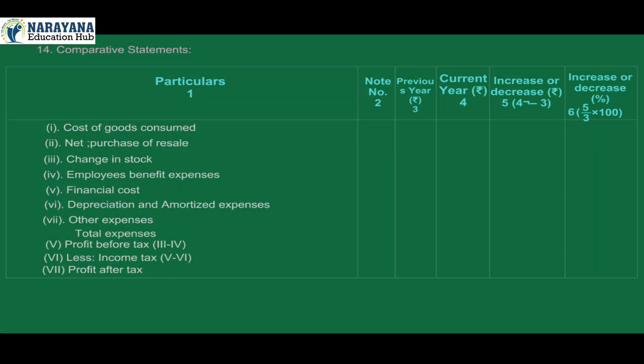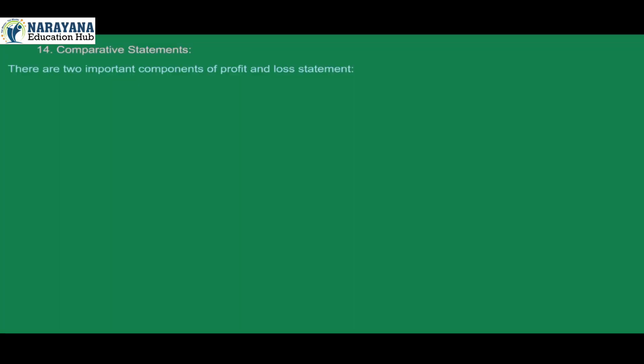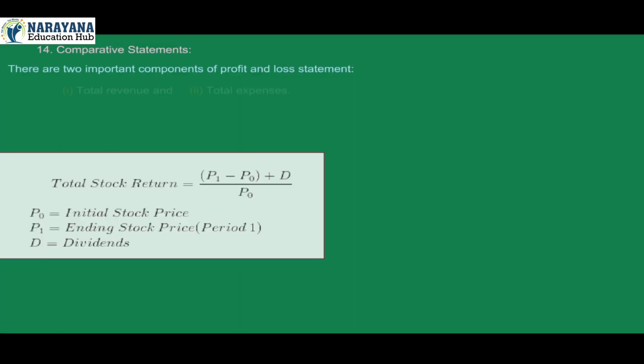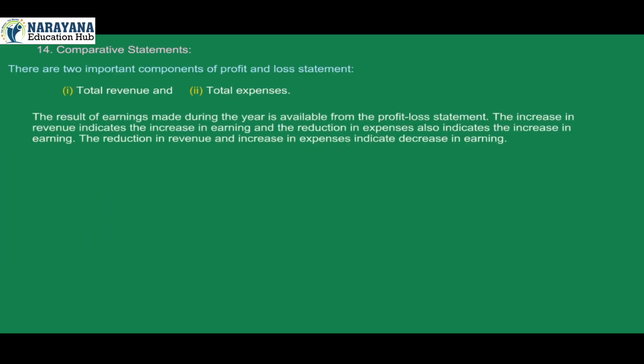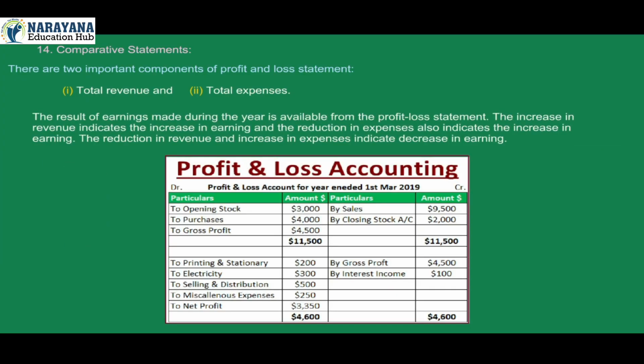There are 2 important components of the profit and loss statement. 1. Total revenue and 2. Total expenses. The result of earnings made during the year is available from the profit and loss statement. The increase in revenue indicates the increase in earning and the reduction in expenses also indicates the increase in earning. The reduction in revenue and increase in expenses indicate decrease in earning.